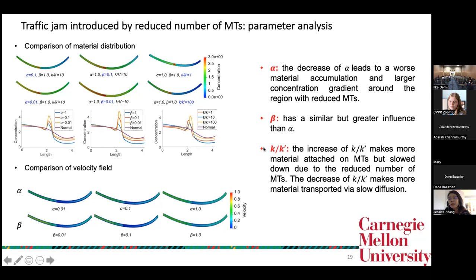In addition to that, we also studied the ratio K by K prime. When we increase this ratio, this makes more material attached on microtubules, but slowed down due to the reduced number of microtubules. On the other hand, when we decrease this ratio, it can make more material transported through the slow diffusion. So this kind of phenomena can also be observed from the velocity profile.